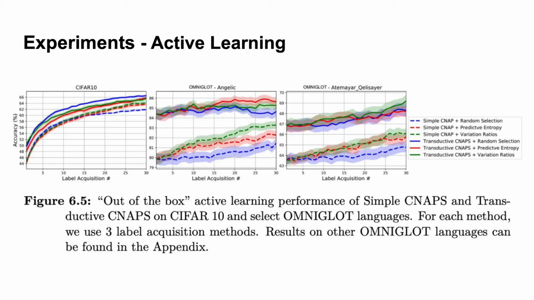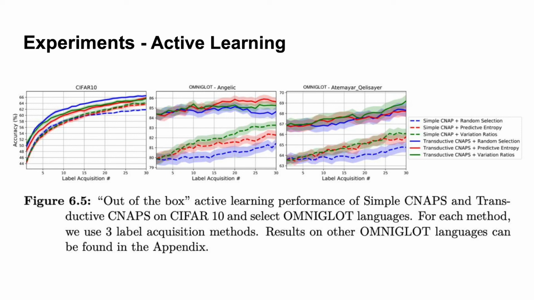Now, what we can see are three major observations. Unsurprisingly, transductive Synapse performs better than simple Synapse here. Both methods perform better when running with uncertainty-based methods than when running with random selection, which goes to show that they're able to create reasonably accurate models of example uncertainty.